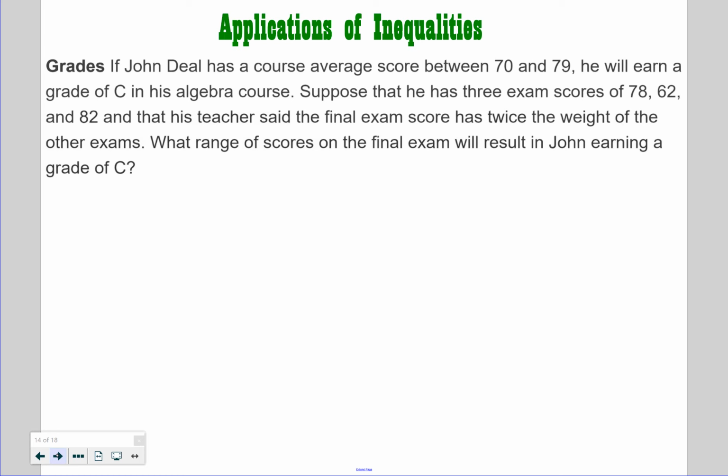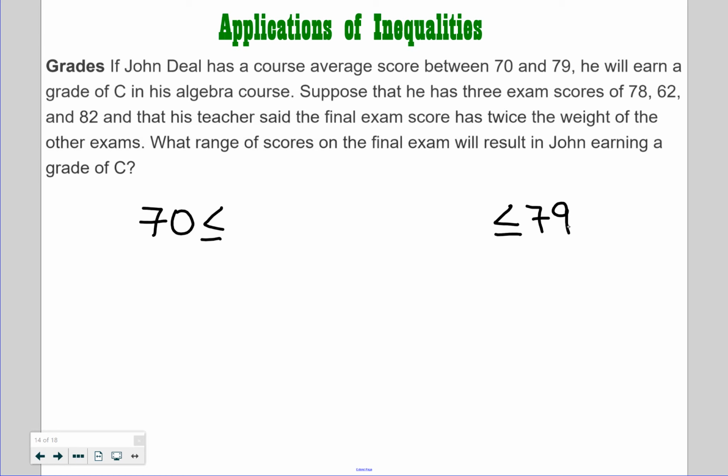In this setup, we can start by writing the inequality. We're going to have a range that he's allowed to earn, and it's anything between a 70 and a 79, and we assume that a 70 and a 79 will also give him a C, so we're going to say equal to. Remember, when you set up these compound inequalities, the inequality symbols always point in the same direction at the smaller number. So that'll give us a range of C's.